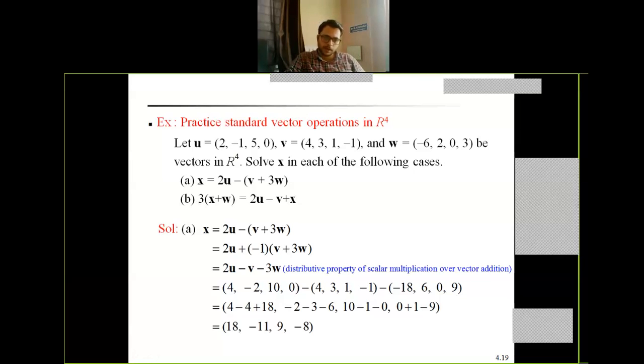So on the next slide we have that example as a solved example, but here we can directly use the properties. 3x plus w, we can write down as 3x plus 3w. So this is scalar multiplication over vector addition. 2u minus v plus x, okay. So we will go to the next slide and see.